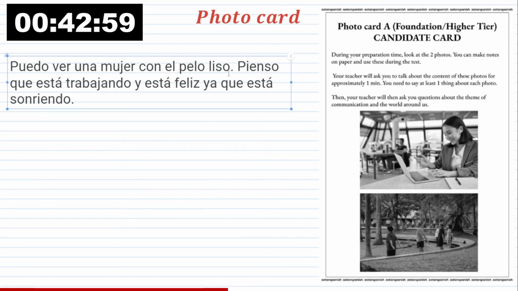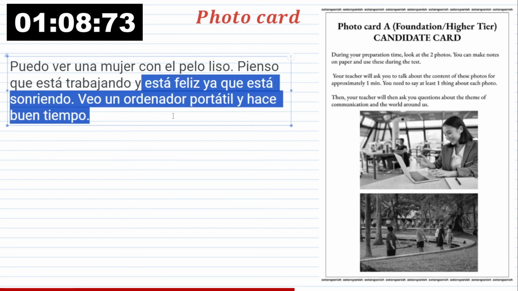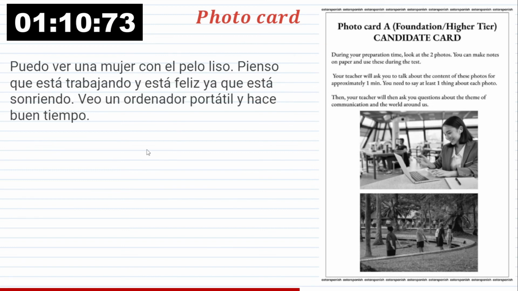¿Qué más? Veo, ¿qué veo? Veo un ordenador, so the laptop, un ordenador portátil with the accent there, I think. Ordenador portátil. So that's just referring to the laptop there. And then we can do weather, which is a good one, y hace buen tiempo. Hace buen tiempo, so describing the weather as well. So I've sort of picked apart this photo, different aspects of it, and written these 3 sentences here. Let's think about the second one as well.